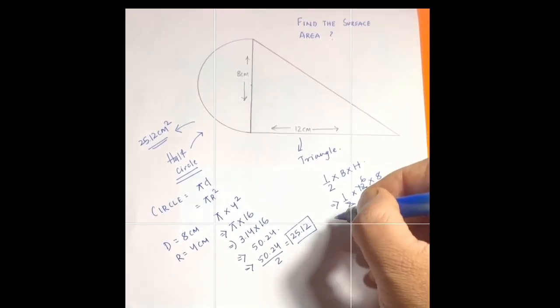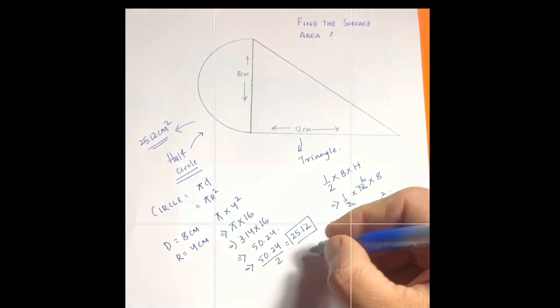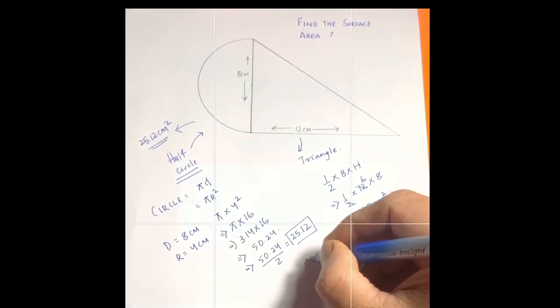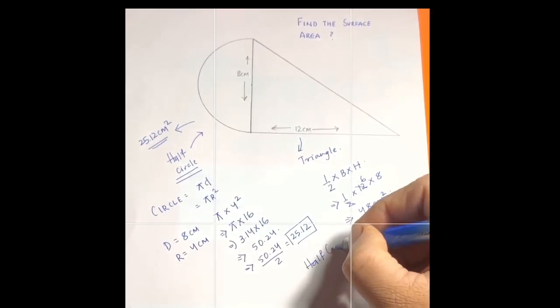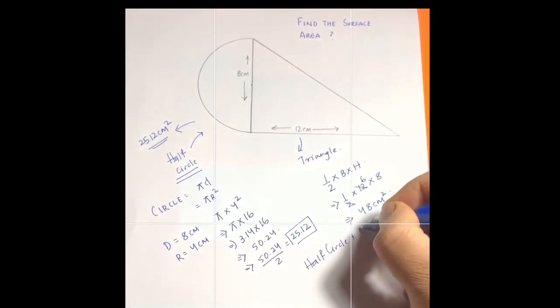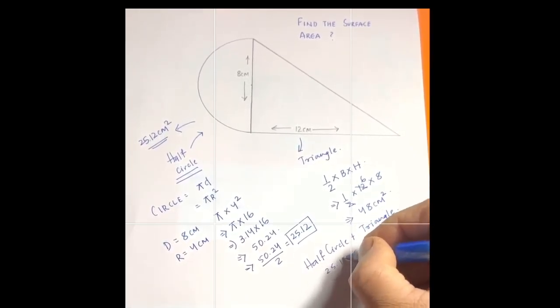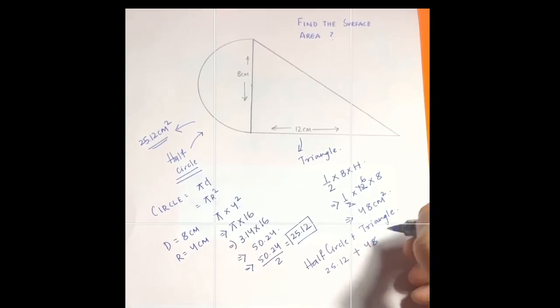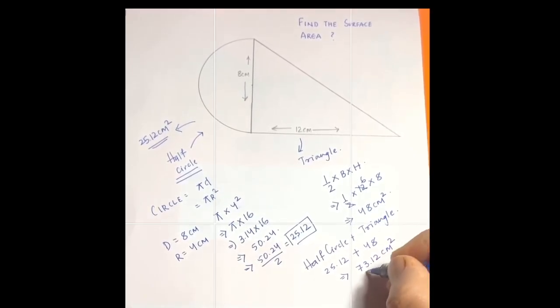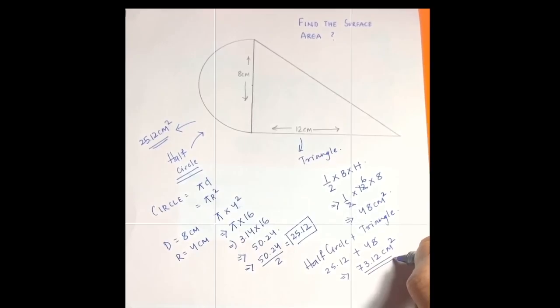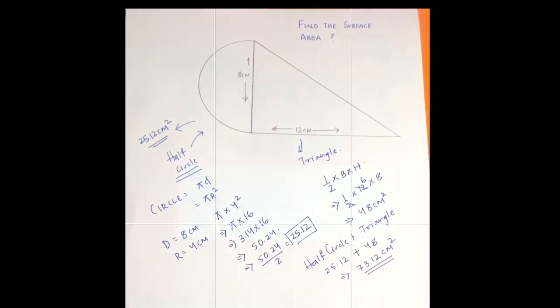Now we have to add both of them to find out the total surface area, which is half circle plus the triangle. The half circle is 25.12 plus the triangle is 48, so it altogether comes as 73.12 cm square. So the surface area of the image, which includes a half circle and a triangle, is 73.12 centimeter square.